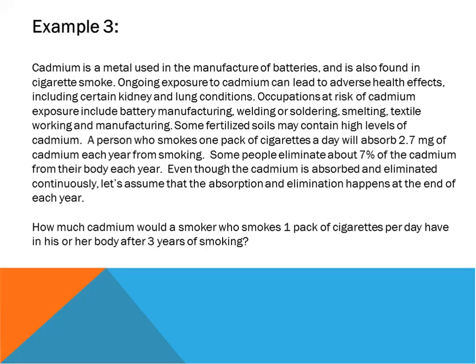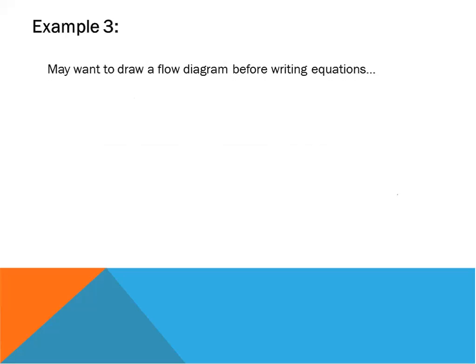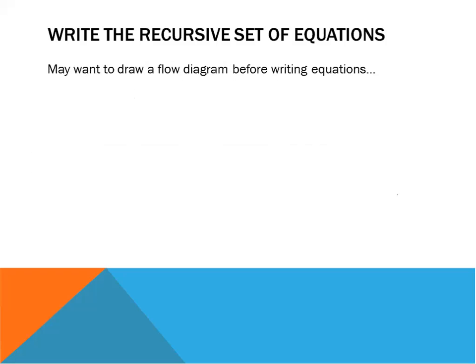I want to know how much cadmium a smoker who smokes one pack of cigarettes per day would have in his or her body after 3 years of smoking. So what I'd like for us to do is write a recursive set of equations. Again, I say a set. I need to know what I start with, how I get the amount of cadmium for a particular year based on a previous year, and what my end values are going to be measured in. Okay? I'm going to give you a minute to write those equations. I've left a blank slide here so I can write them after you have a minute to think about it. He also suggests drawing a flow diagram, which we can do as well.